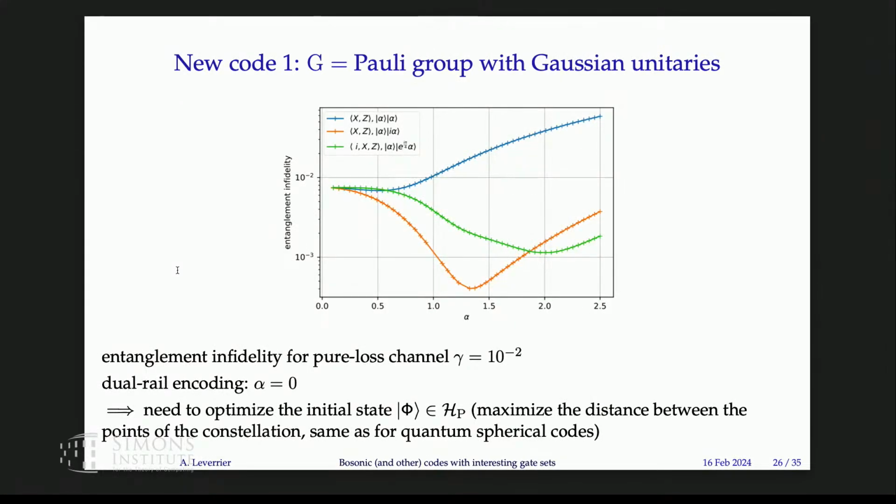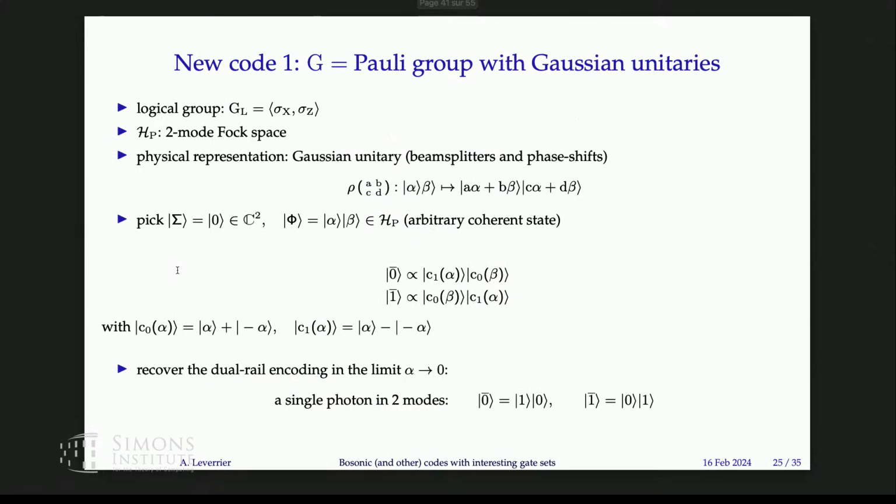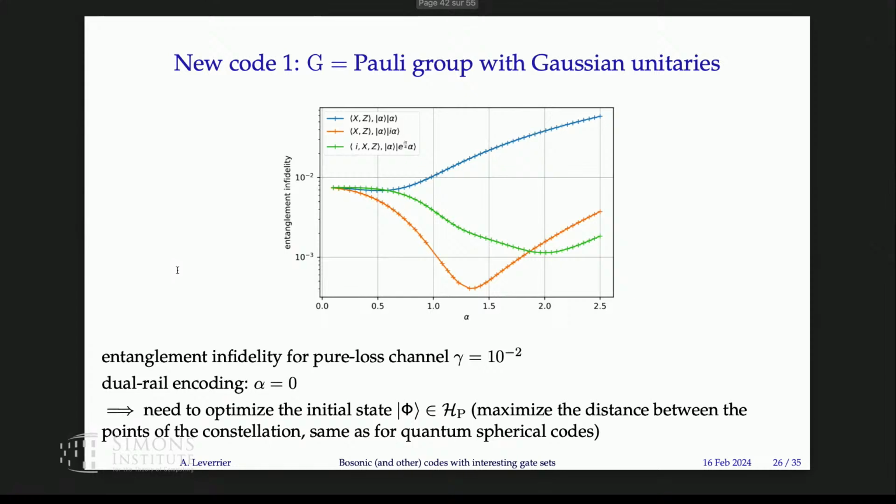And then here, there's some freedom. I said that you need to choose some initial state, alpha, beta. And depending on how you choose it, you can get different performances. So this is, again as before, the entanglement infidelity for a pure loss channel as a function of alpha. And this is for different values of alpha and beta that you choose. If you look at the value alpha equals 0, this is the dual rail encoding. But you see here that you can have codes with much better performance than the dual rail encoding.